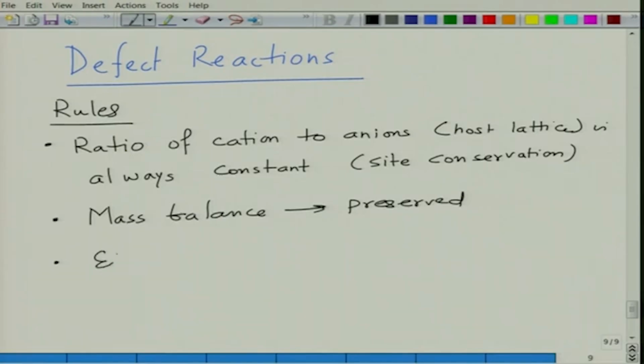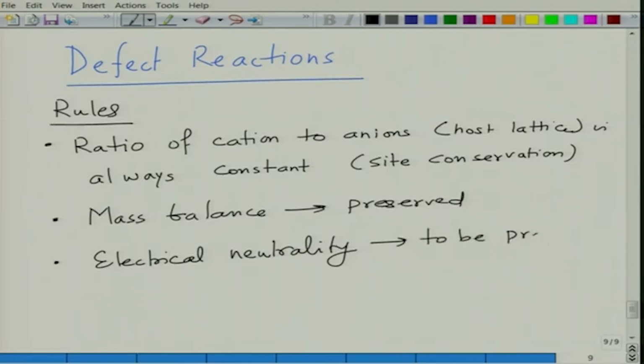And then we have electrical neutrality, which has to be preserved in the end. Mass balance has to be preserved, electrical neutrality has to be preserved. The solid has to be always electrically neutral, you cannot have imbalance of charges. All the positive charges have to satisfy all the negative charges, so that the solid is always electrically neutral. So, when you write a defect reaction, these three rules are the holy grail. You have to have site conservation, mass conservation, and the electrical neutrality condition fulfilled, and that is how we write.